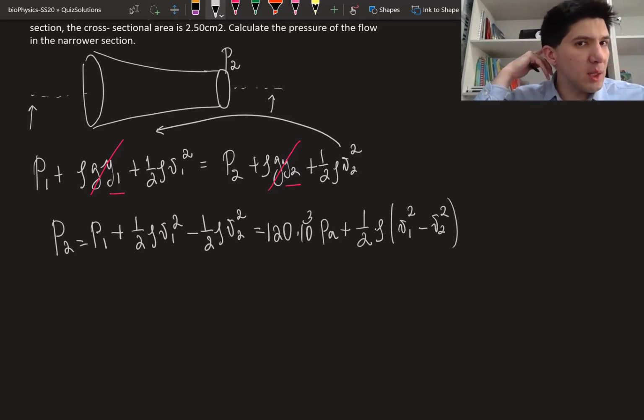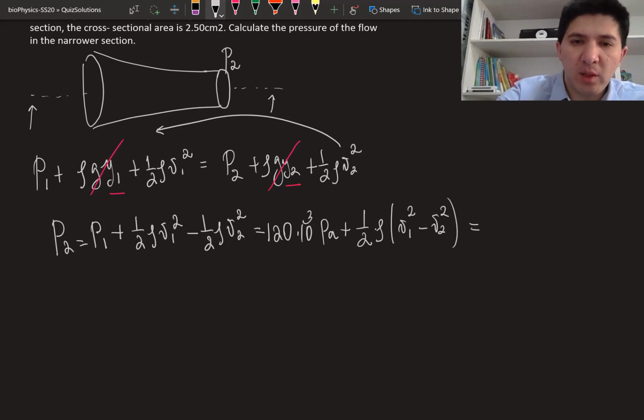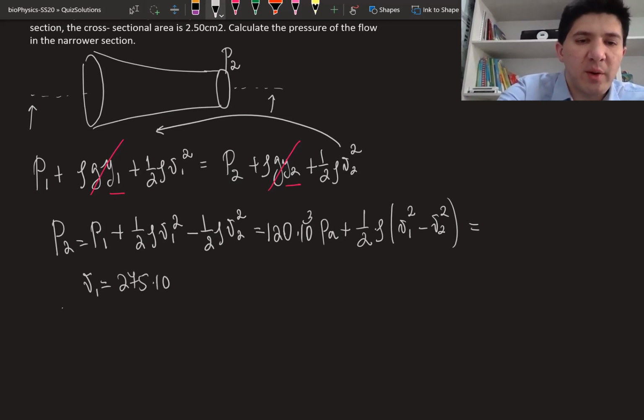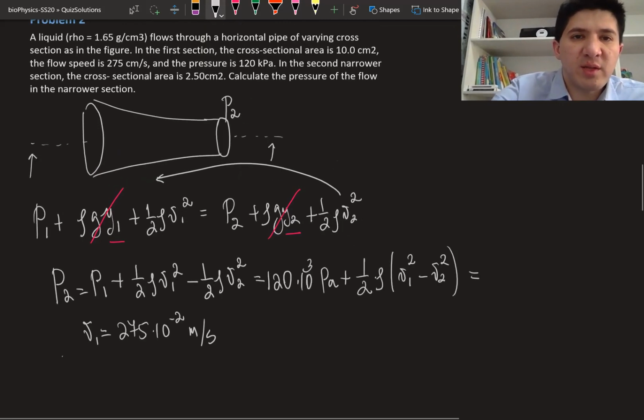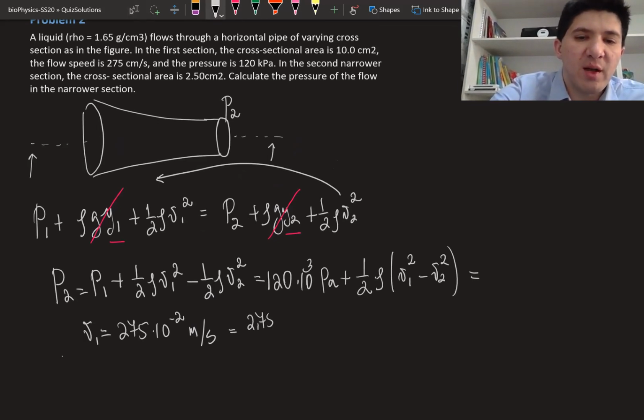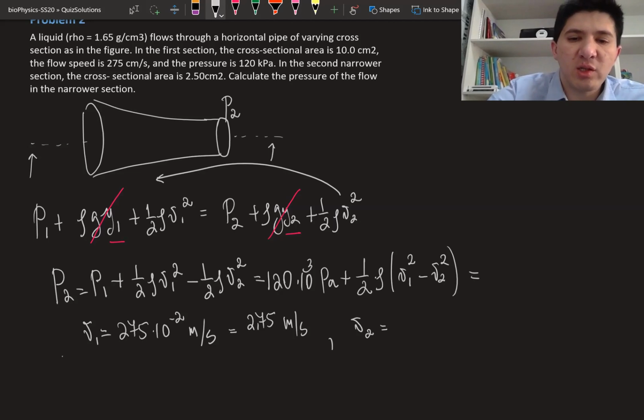Good. So I need to calculate this. V1, the velocity in the first section, is 275 times 10 to the power of minus 2 meters per second. So it's 275 centimeters per second, which is 2.75 meters per second. And the velocity in the second section, from the flow rate over the cross-sectional area, is going to be 11 meters per second. So basically 4 times bigger than in the previous one.